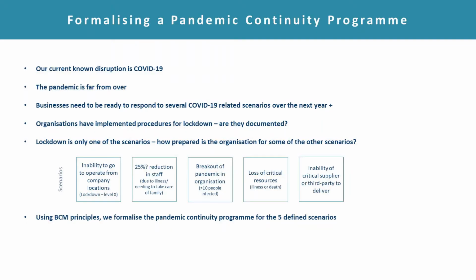Now let's look at our current disruption, which is COVID-19. I'm sure those of you that are still on this broadcast can agree with me that many organizations still need a pandemic business continuity plan. Having documented how they got through the first few weeks of the pandemic may not be the only scenario that needs to be considered. Now let's look at some of the things that need to be considered and unpacked further. We know that the pandemic is not over, and no one can with certainty say when it will be over. And businesses therefore still need to be ready to respond to several COVID-19 related scenarios, whether it's over the next year or more.